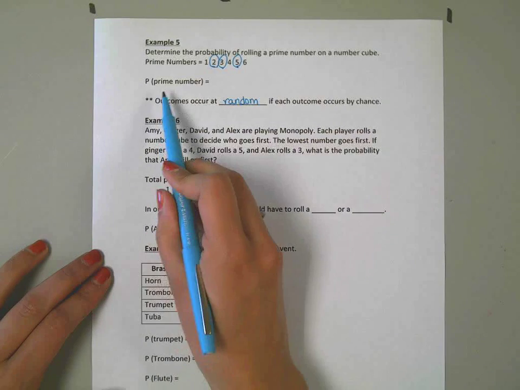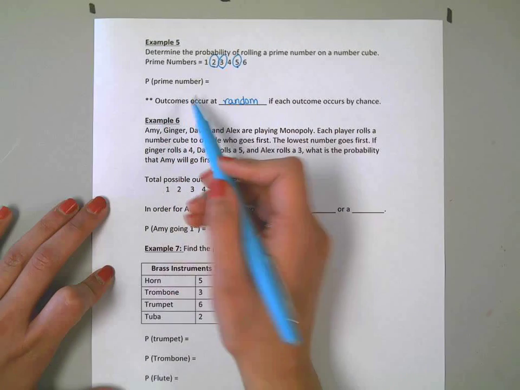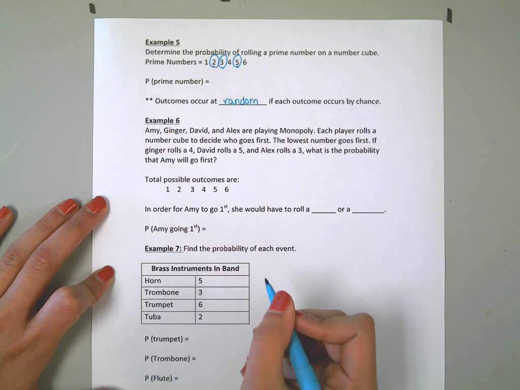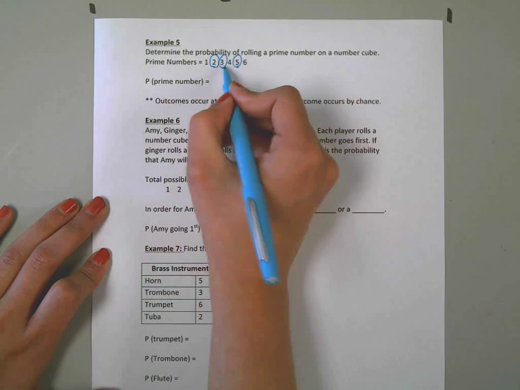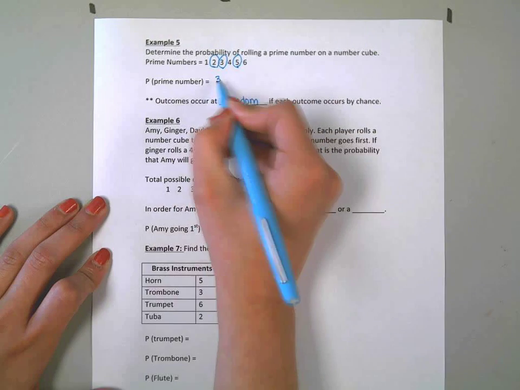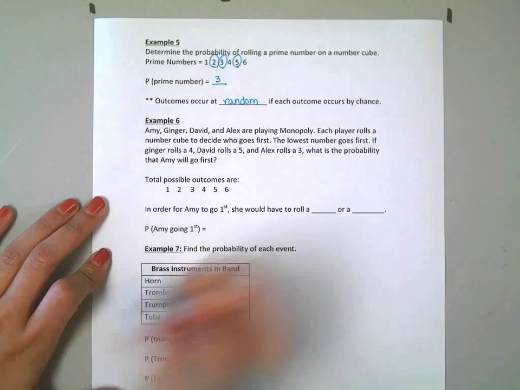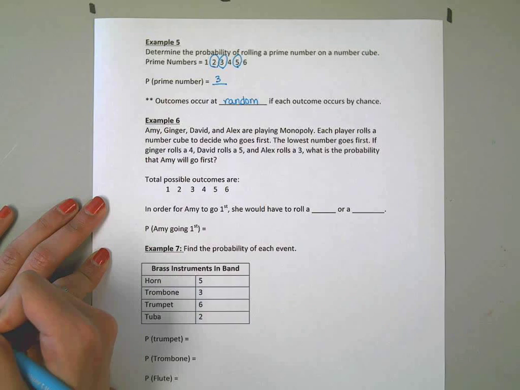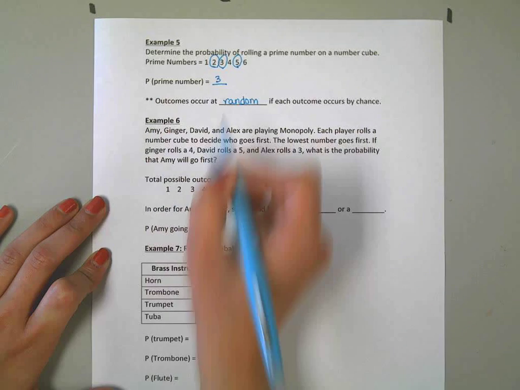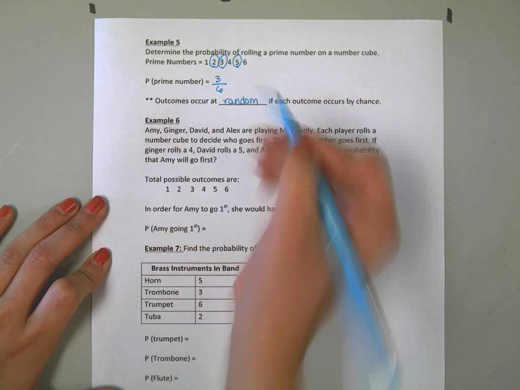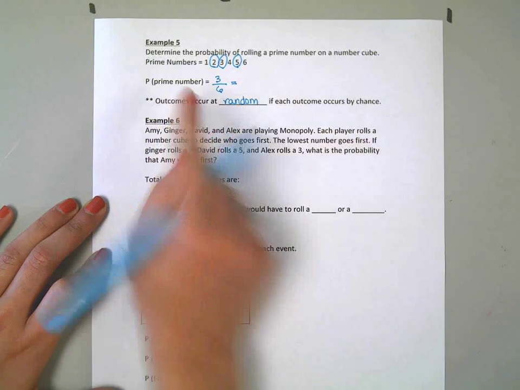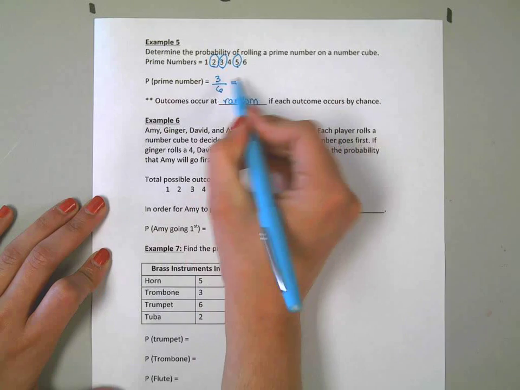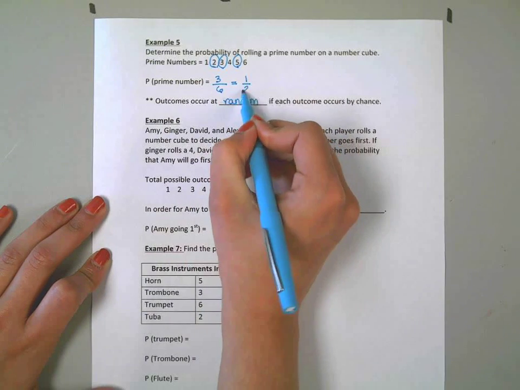To find the probability of rolling a prime number on a number cube, we will take our favorable outcomes, which is the number of prime numbers. We know there are 3 prime numbers, and we will divide that by the total numbers on the number cube, and we know there are 6 total numbers. And so the probability of rolling a prime number on a number cube is 3 divided by 6, and when we reduce that, we get 1/2.